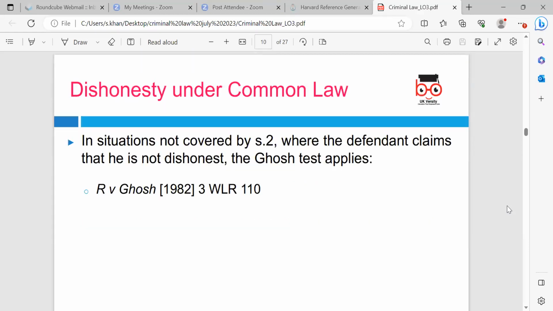Dishonesty under common law. In situations not covered by Section 2, where the defendant claims that he is not dishonest, the Ghosh test applies. In the Ghosh case, 1982, the defendant Ghosh was a locum consultant at a hospital who falsely claimed to have carried out a surgical operation in order to claim money, when in fact the operation had been carried out but by someone else under the National Health Service.